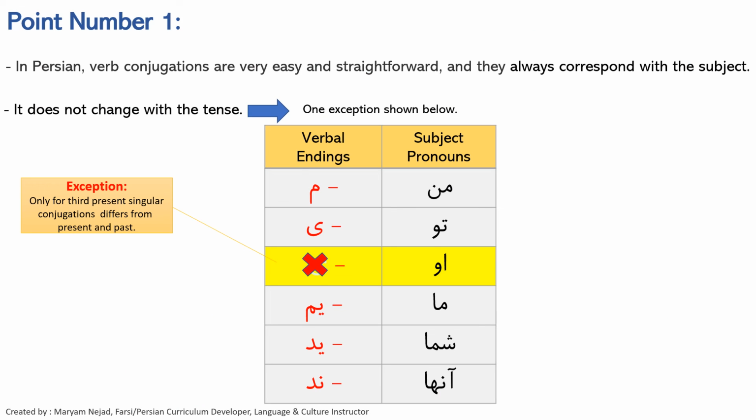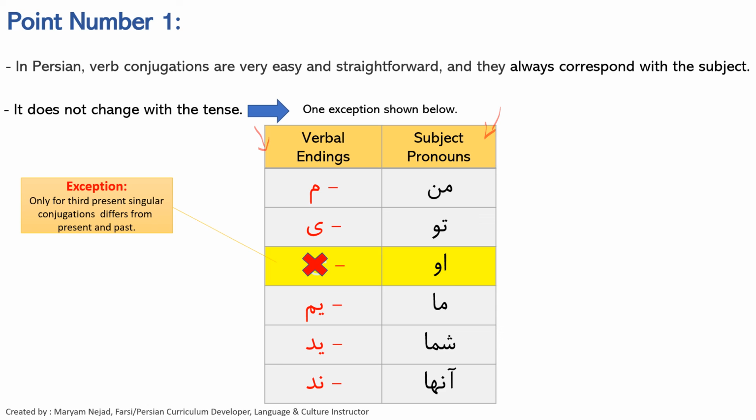One point that you need to keep in mind is that verb conjugations in Persian are very easy and they are very straightforward. Why? Because they always correspond with the subject. So here on the right side we have the subject pronouns, and on the left side we have the verbal ending. So this conjugation here, it doesn't matter what tense we have, always corresponds with the subject. So by changing the tense of the verb in the sentence, the conjugation does not change. It will only change if you change the subject.